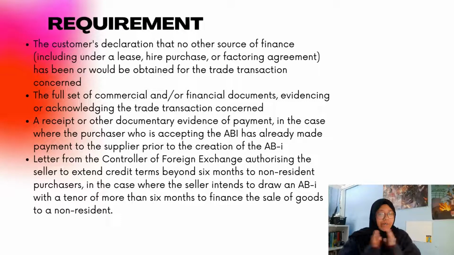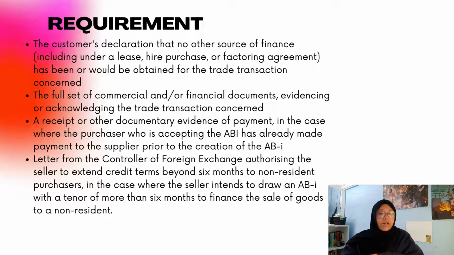The next topic I'll be talking about is requirements. The customer's declaration that no other source of finance, including under a lease, hire purchase, or factoring agreement, has been or would be obtained for the trade transaction concerned. The full set of commercial and or financial documents evidencing or acknowledging the trade transaction concerned. A receipt or other documentary evidence of payment in the case where the purchaser who is accepting the ABI has already made payment to the supplier prior to the creation of the ABI.